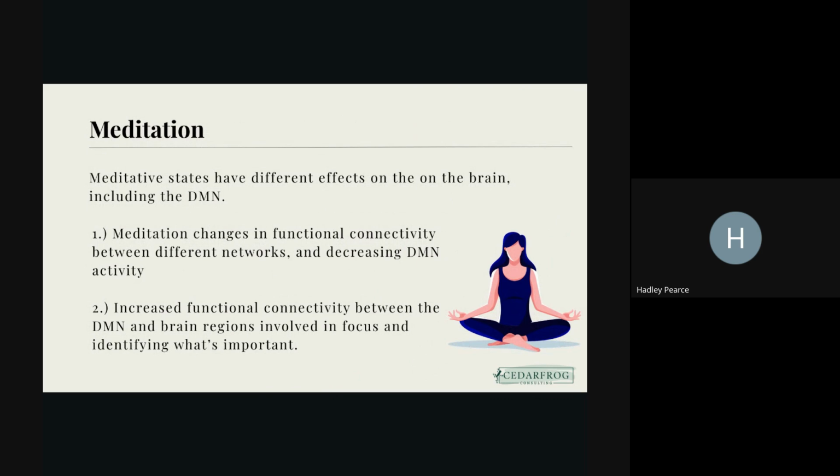On the other hand, other studies have found that an increase in functional connectivity between the default mode network and brain regions involved in focus and identifying what's important have been activated. These include the potential executive network and the salience network. These connections may lead to more awareness and reduce mind wandering and help increase focus, which are things that we think about in meditation.